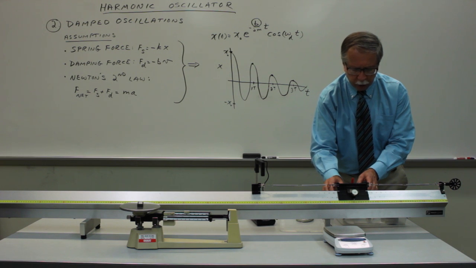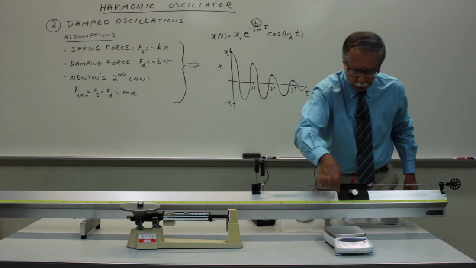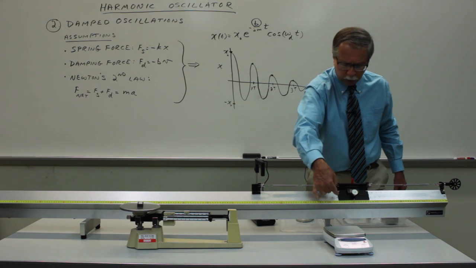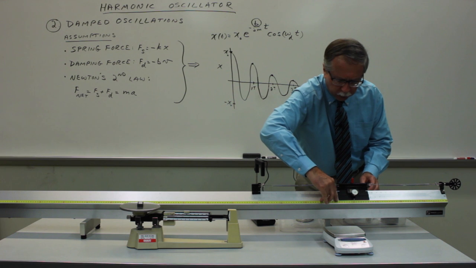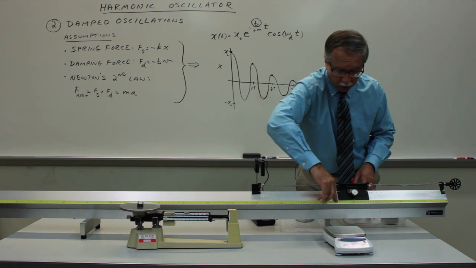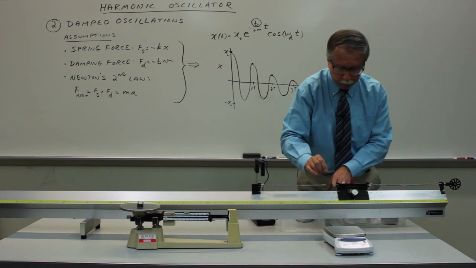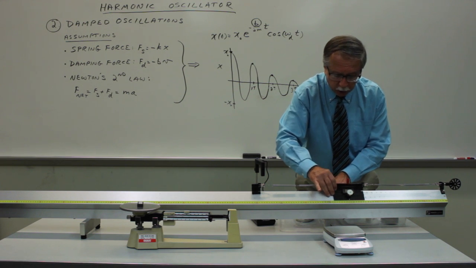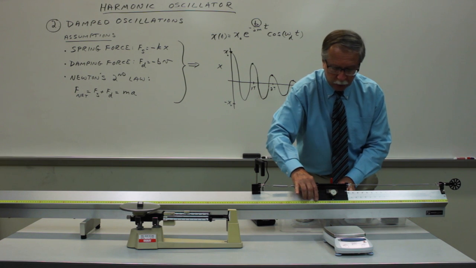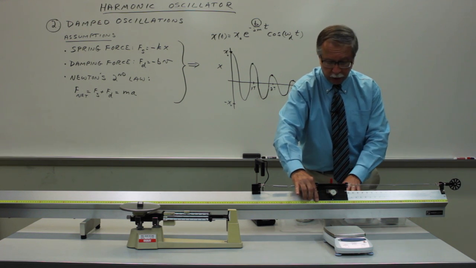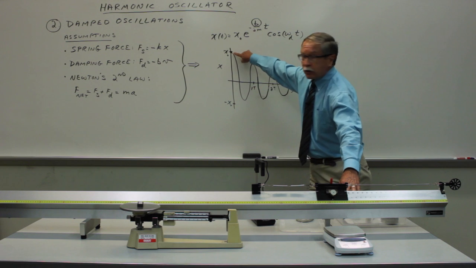Okay, now what we want to do is start out with the glider in equilibrium and take note of where one of the corners of the glider is, so maybe right about here. Make a really careful reading of the position of the glider on the track in equilibrium. Then displace the glider by 10 centimeters. So we'll start it with an X naught of 10 centimeters.